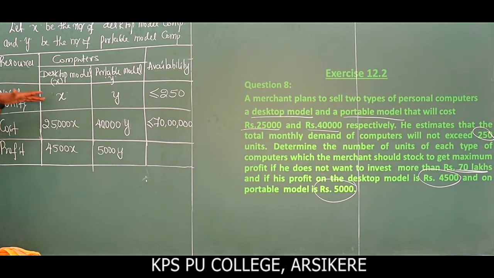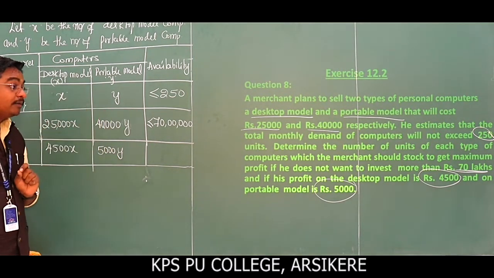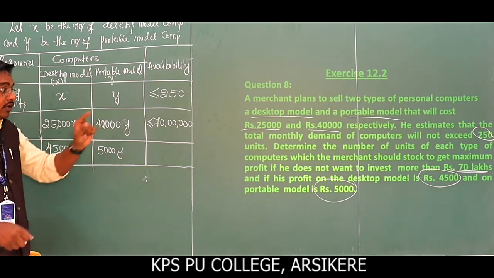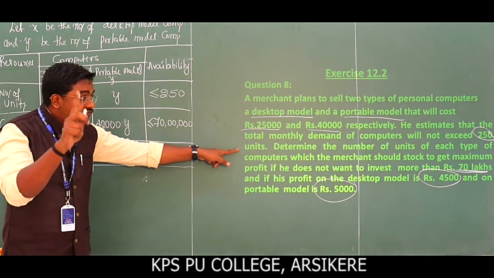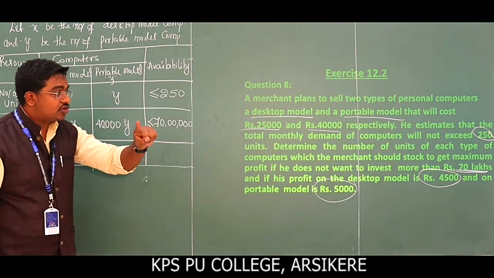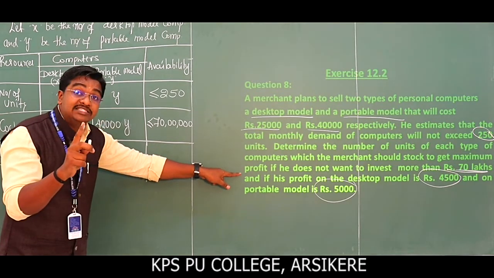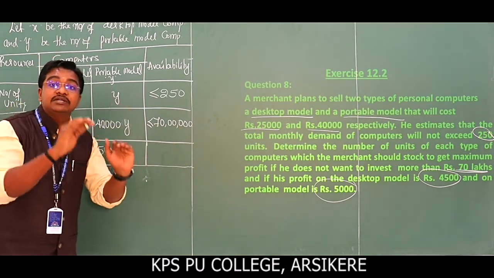This is their table. So now find the objective function and corresponding constraints. What is our objective function here? The aim or goal of the problem. What is the aim here? Here we need to determine the number of units of each of the computers which the merchant should stock to get maximum profit, right? So we have to maximize the profit.